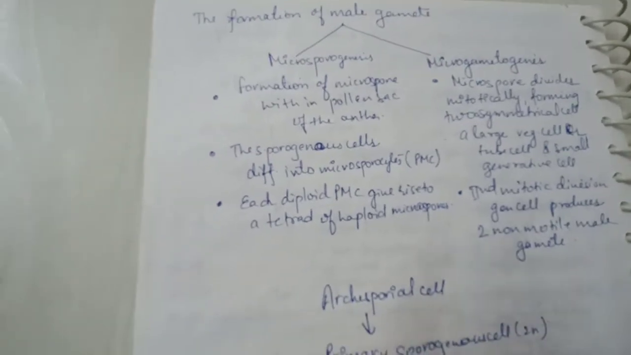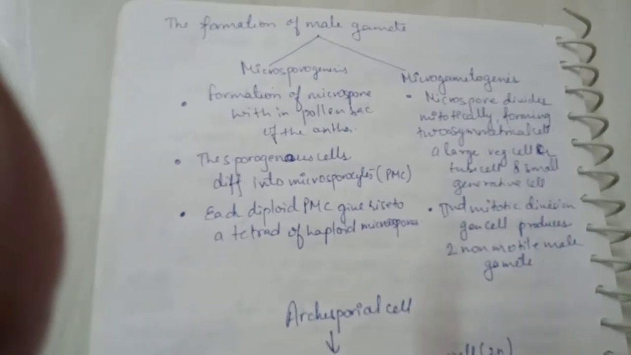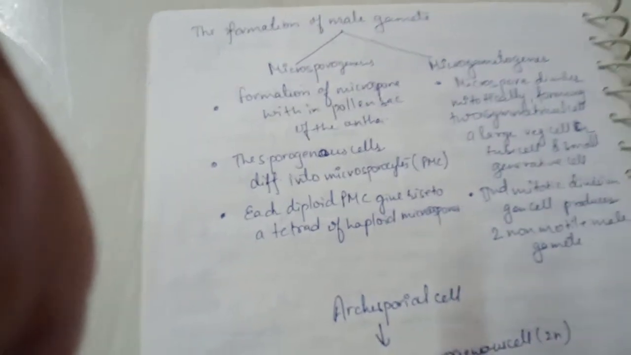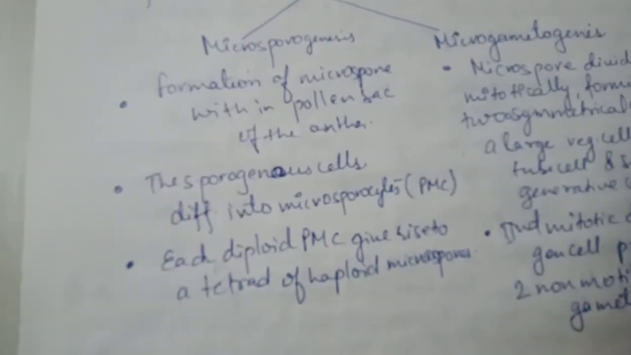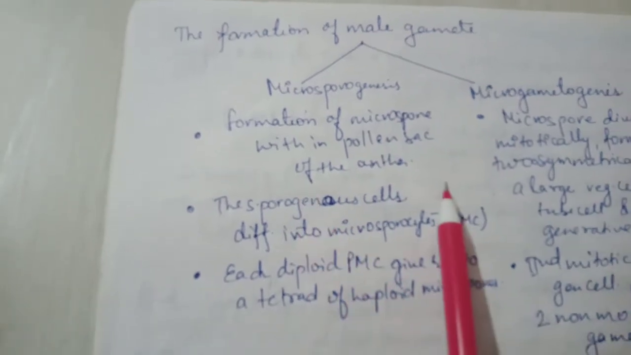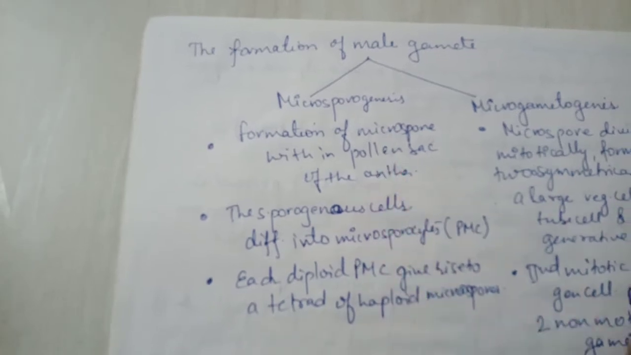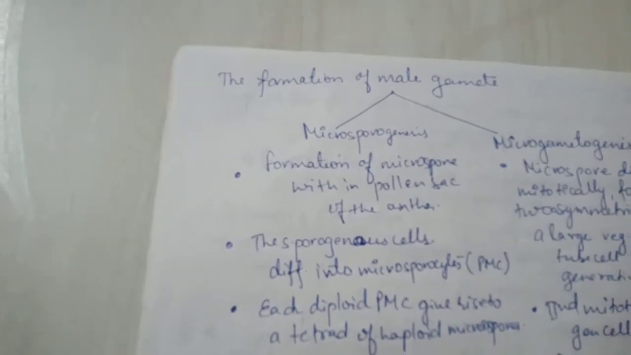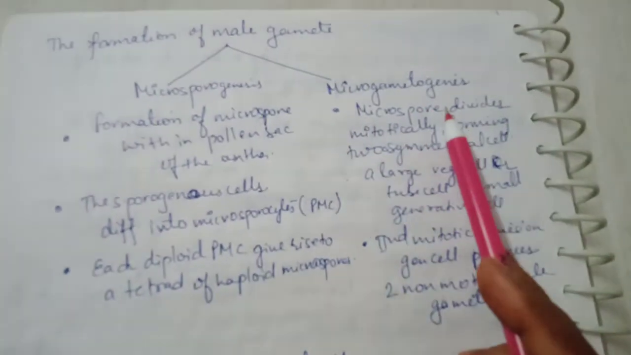Okay, so first we will see the difference between microsporogenesis and microgametogenesis. There is a big difference that we see. The formation of microspore within the pollen sac is known as microsporogenesis. The microspore which forms within the pollen sac is known as microsporogenesis. And what is microgametogenesis?